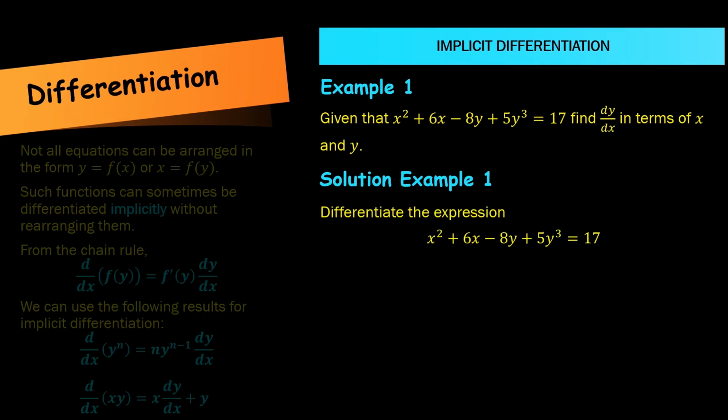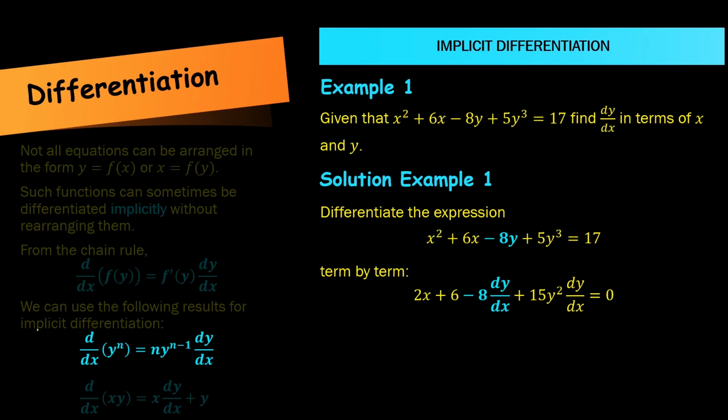So let's solve this. We begin by differentiating the expression term by term. Differentiating x squared plus 6x gives us 2x plus 6. And using the formula d dx of y to the power n equals ny to the power n minus 1 dy dx, we have that the differential of minus 8y is minus 8 dy dx. Using the same equation, we can differentiate 5y cubed to give us 15y squared dy dx. And of course 17, the constant, differentiates to 0.